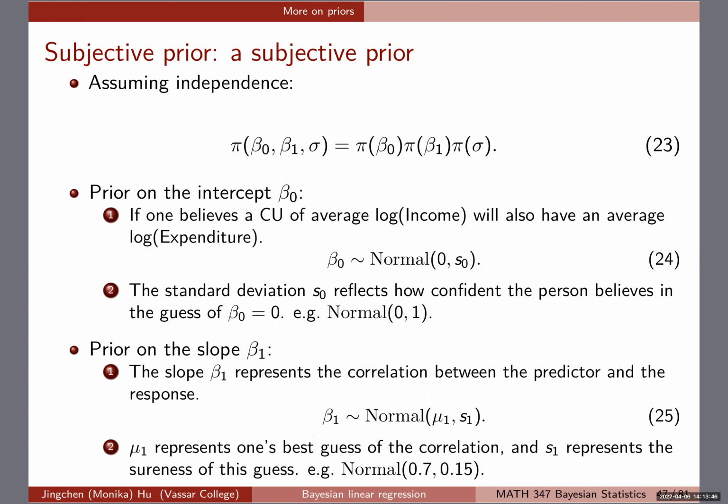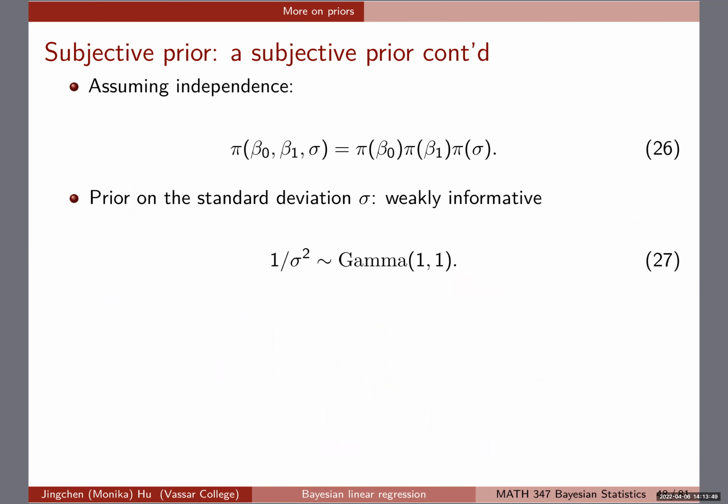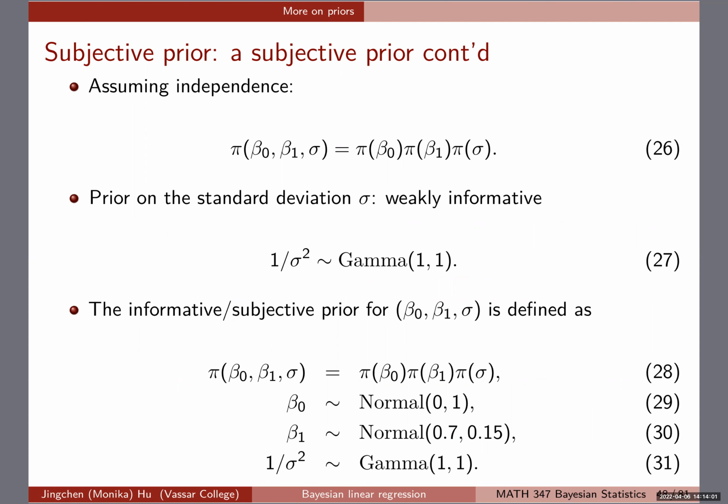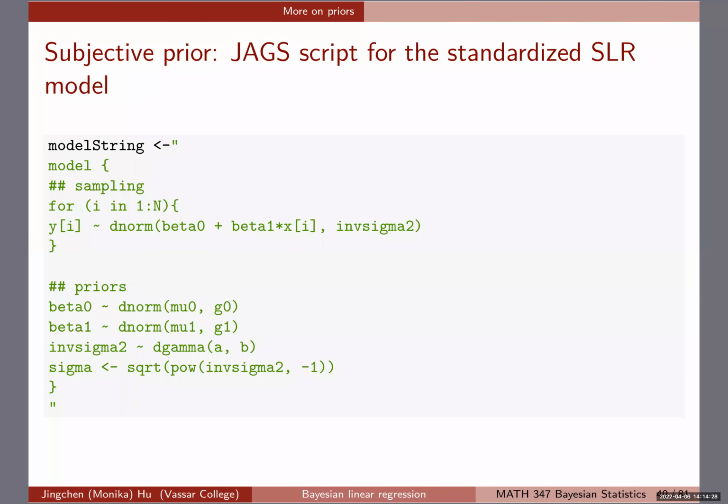So I think I have some example over here. We're using, for sigma, by the way, I think standard deviation is always hard to give an informative prior in many cases. So if you don't know too much, giving a weakly informative prior will be fine. To sum up, equations 29 to 31 give us the 3 different independent priors that we're having for this subjective prior. But don't forget, this is done only after you standardize the data. So you should always standardize the data first and then pass it to JAGS. The rest of the model string probably doesn't look quite different, but make sure that you transform the data in the first place.